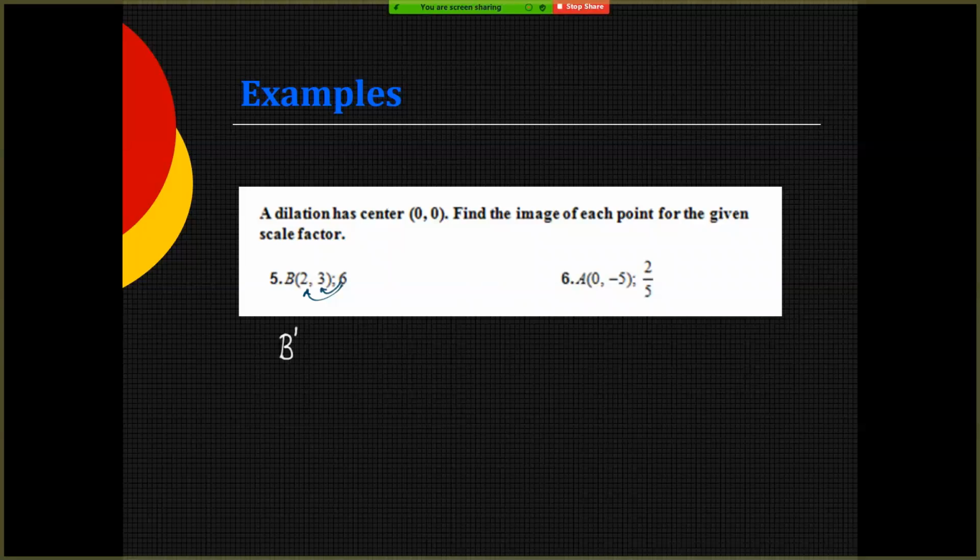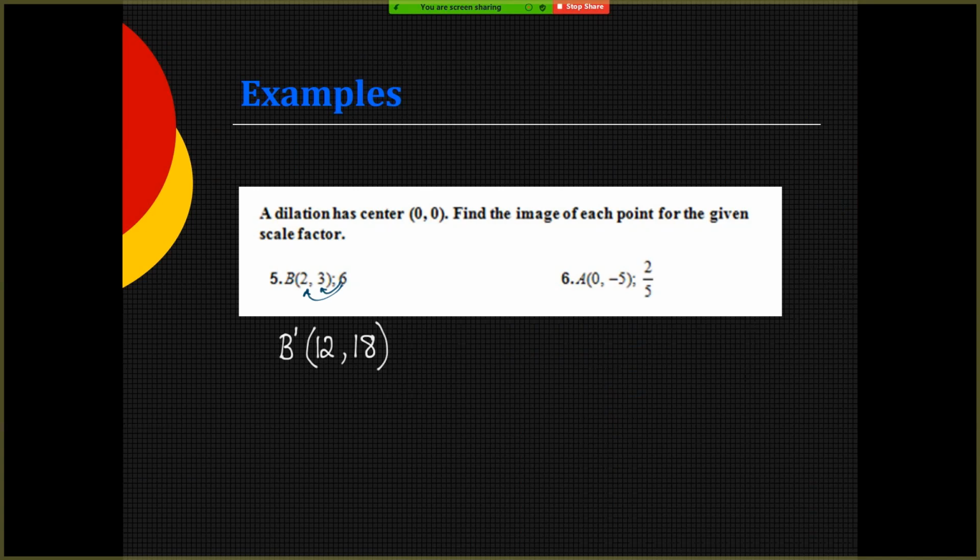So instead of B, we're going to have B prime because we're moving it. B with a little apostrophe. So B prime is at the ordered pair 2 times 6, our scale factor. 2 times 6 is 12. And then 3 times our scale factor of 6 is 18. So given the scale factor of 6, the ordered pair 2, 3 would move to the ordered pair B prime, which is at 12, 18.